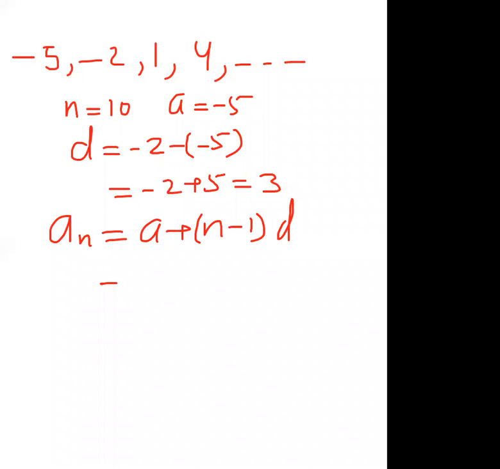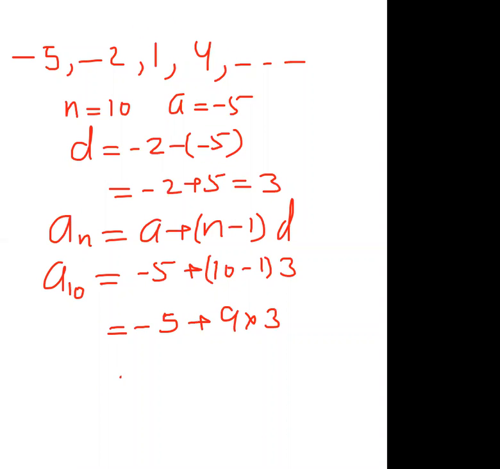So a10 will become -5 plus 10 minus 1 into the difference, which is 3. -5 plus 9 into 3. -5 plus 27 will be 22. So the 10th term of this arithmetic progression will be 22. It is from class 10th itself.